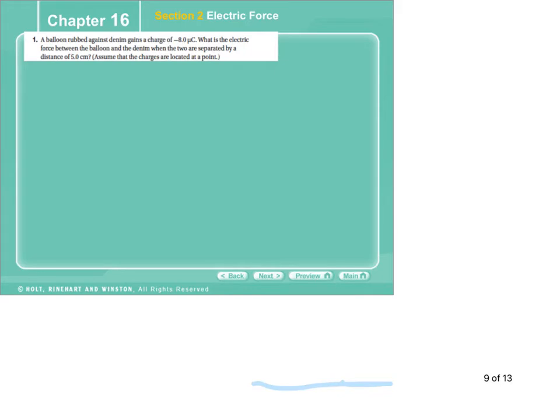Problem number 1. We're trying to find the electric force between this balloon and the denim. So here we're going to have some conversions because our measurements aren't in base units, but our electric force, Fe, equals Kc. Kc, we had just a little bit ago, 8.99. Again, that's plenty of significant figures, so times 10 to the 9th.